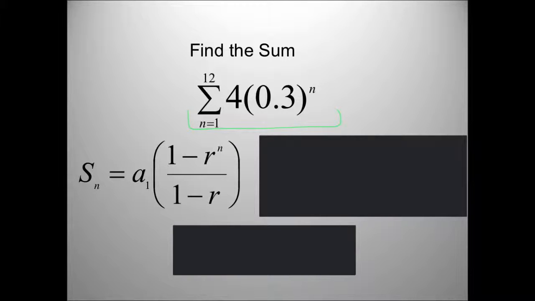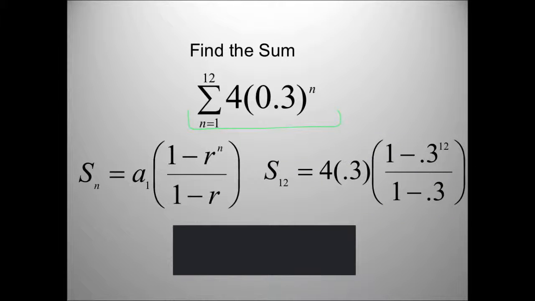So we're going to start by identifying our first term. To find a sub 1, we would simply take our 1 and plug it in for n, and we would get 4 times 0.3. To find r, we will look at the number being raised to the exponent. So in this case, 0.3 is our common ratio. And finally, to find n, the number of terms we're adding together, we look at our top value here, and it shows that we're going to be adding 12 numbers together. So when I go to plug in my three variables, a1, r, and n, again I'm pulling them from the formula here, and I get 4 times 0.3 times 1 minus 0.3 to the 12th over 1 minus 0.3.